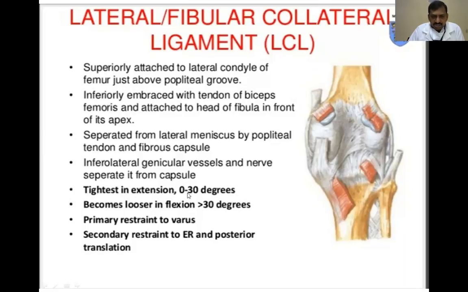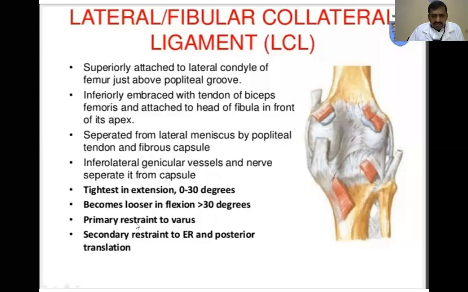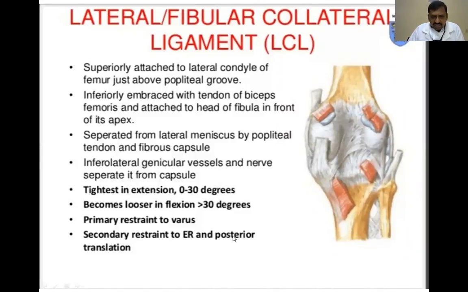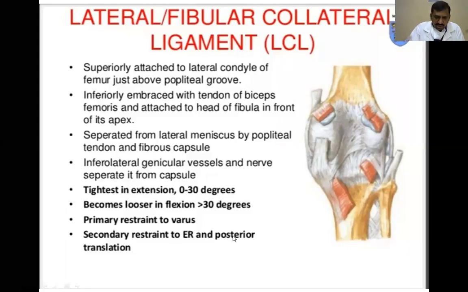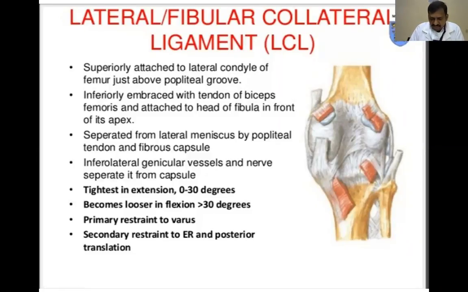It is tightest in extension, that is 0 to 30 degrees of extension, and becomes loose when flexion is more than 30 degrees. It is the primary restraint to varus stress, and a secondary restraint to external rotation and posterior translation.